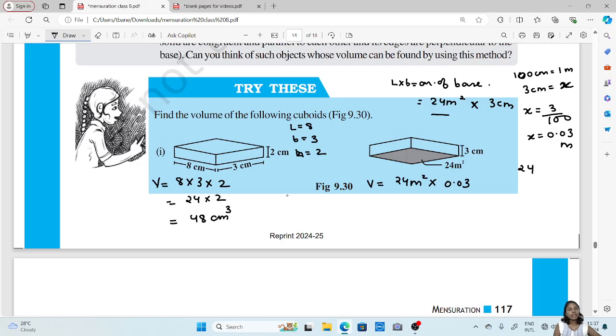So if you do 24 into 0.03, we'll get volume as 72 meter cube. Cube because there is meter here, so this will become cube over here.